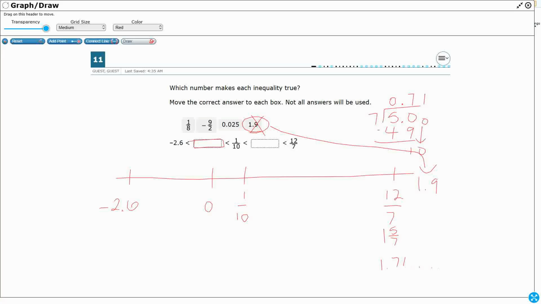So I've got three choices here. Let's figure out where my 1/8 is, my negative 9/2, and my 0.025. Well, I can probably find this first because my 1/10 I can put as 0.1, and that is going to be 0.1. And if I make that 0.100, now I can see that my 0.025, 25 thousandths, is less than 100 thousandths. I just needed to make them both go there. So that's actually going to go right there. 0.025. So I've got something that fits between there. It's that 0.025.